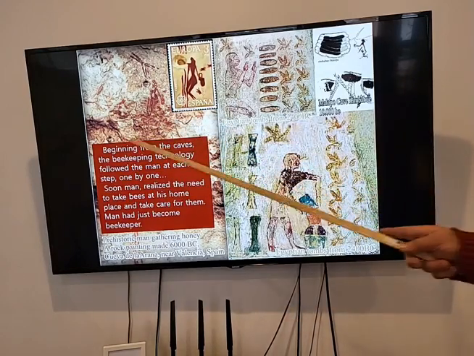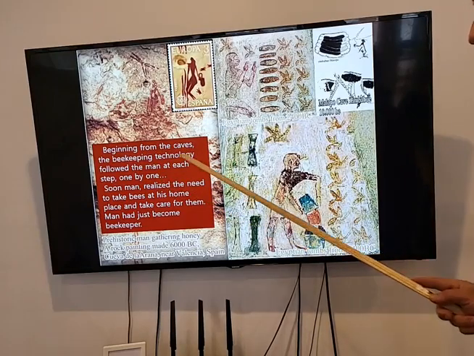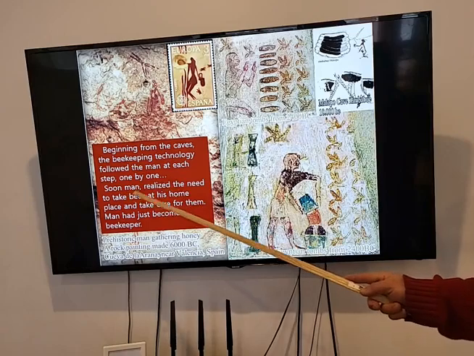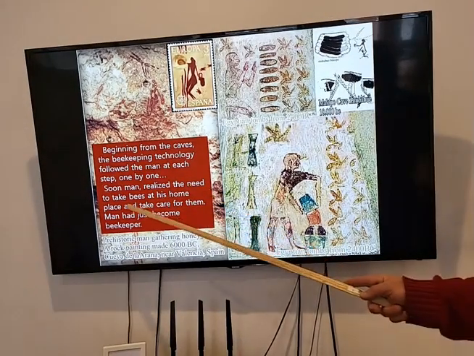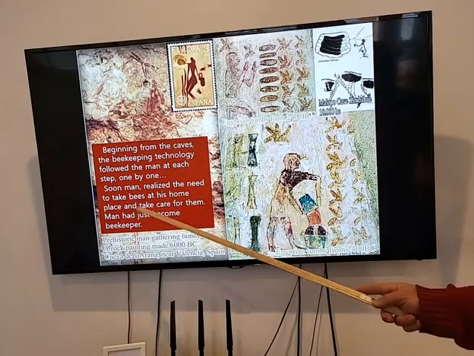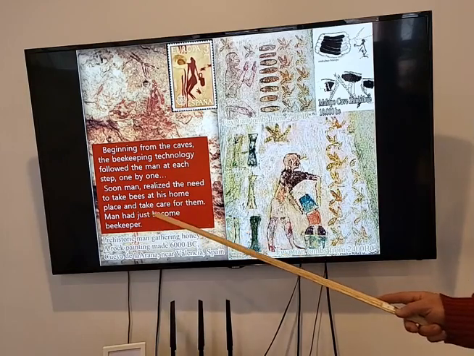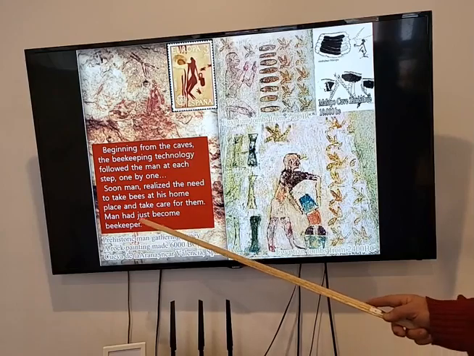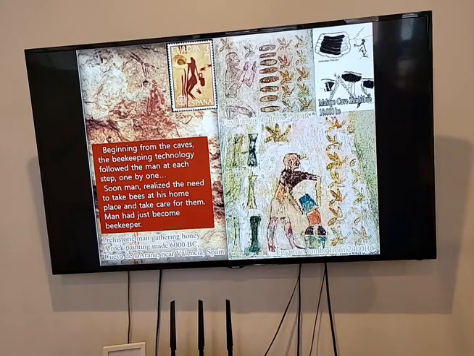Beginning from the caves, the beekeeping technology followed man at each step, one by one. Soon man realized the need to take bees to his home place and take care of them. Man had just become a beekeeper. Okay, let's go to the next.